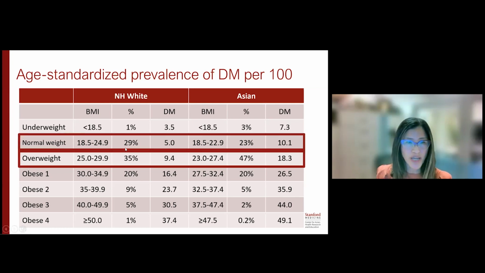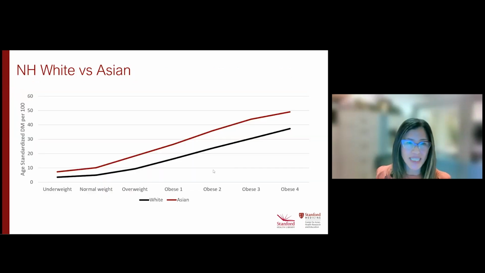That's also true if you look at the normal weight population. It's 5 out of 100 in non-Hispanic white populations, and it's double that in Asian Americans. I'm showing this graphically because I think it might be easier to see. So if you compare non-Hispanic white population to Asian Americans, as the BMI increases in these different categories, risk of diabetes increases in both groups, but it's much higher in the Asian American population.